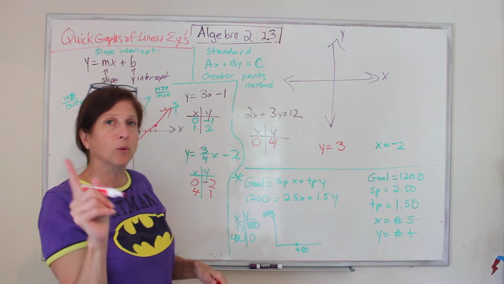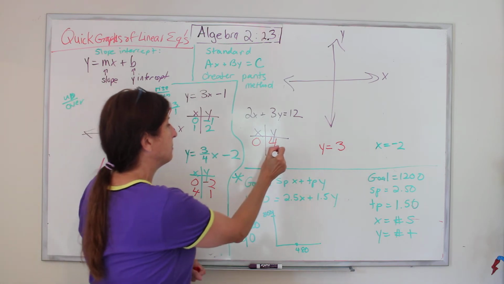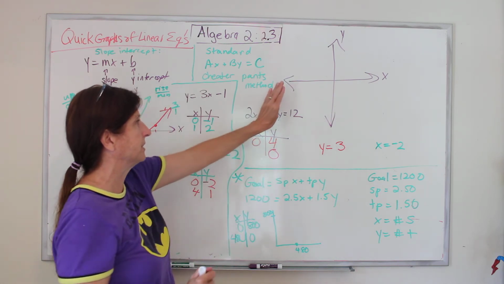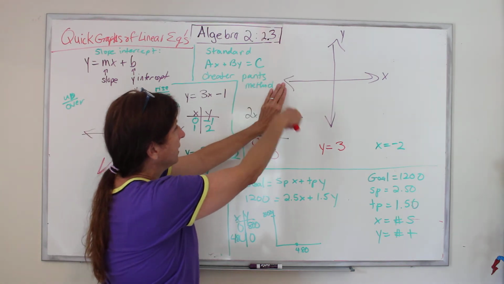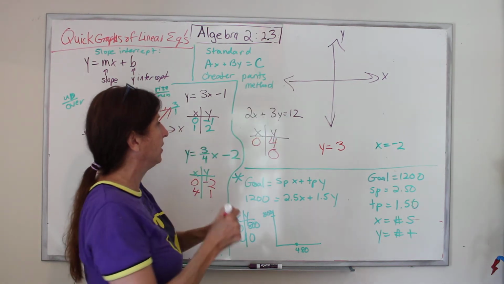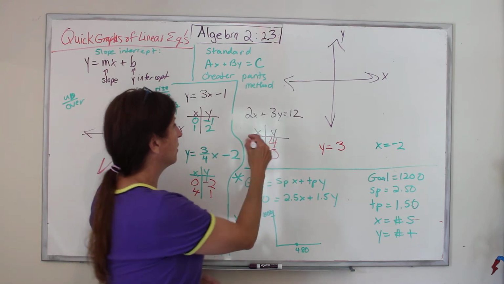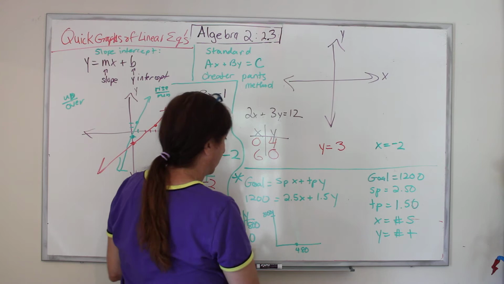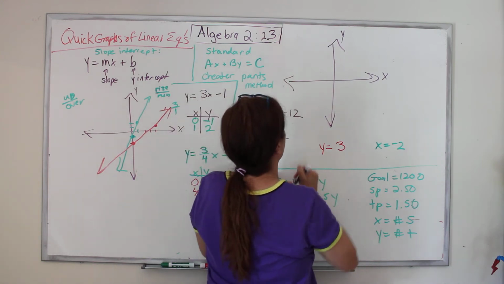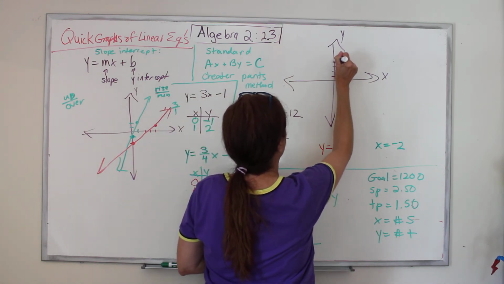So I've got 1 point, I need another one. So this time I say, well, now what about if y equals 0, and I cover it up? And then I say 2x equals 12, divide both sides by 2, and it equals 6. So if x is 0, y is 4. Oops, I want this line to be purple because I'm going to put all of these on one. 1, 2, 3, 4, put a dot.